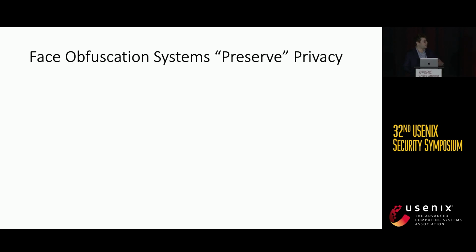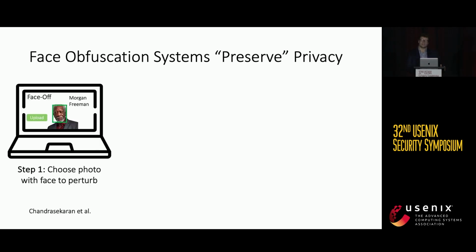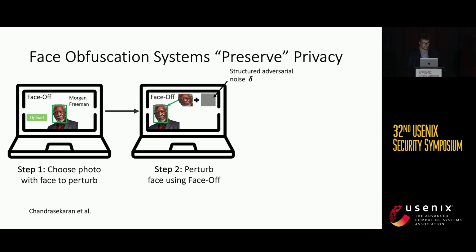Okay, so now that we've talked about face recognition systems a little bit, I can talk about face obfuscation. So face obfuscation systems are intended to preserve privacy. So here's how they work. So let's say you start with an image of somebody, let's say Morgan Freeman, and you want to perturb his face. So you add a structured adversarial perturbation, where the perturbation is derived from methods like FGSM, similar to adversarial machine learning type methods. And so you add a structured perturbation.